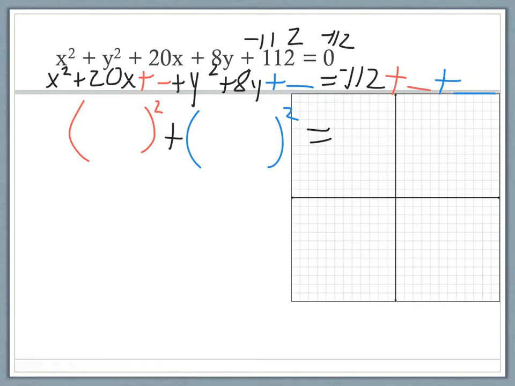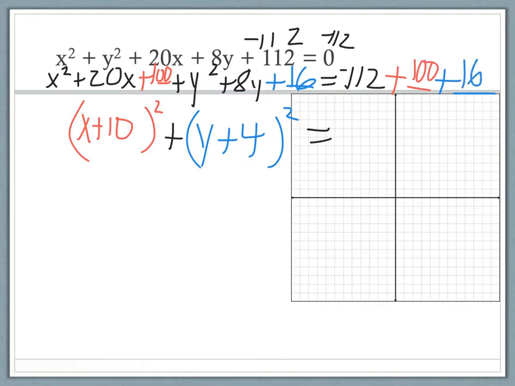Okay, so now let's go ahead and complete the square here. Half of 20 is 10, so x plus 10. Square 10 is 100. Okay, now let's do the other side. Half of 8 is 4, so y plus 4. Square it, 16. Okay, so if I added 100 to one side, I have to add it to the other. If I added 16 to one side, I have to add it to the other. Okay, now I'm going to go ahead and clean up this right side.